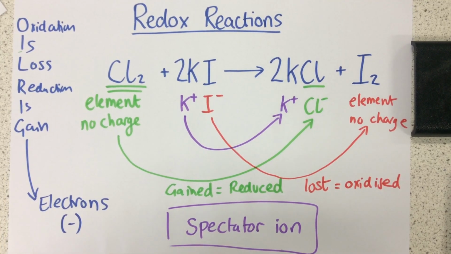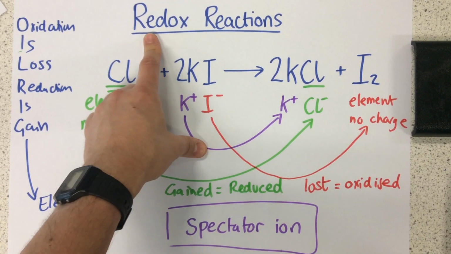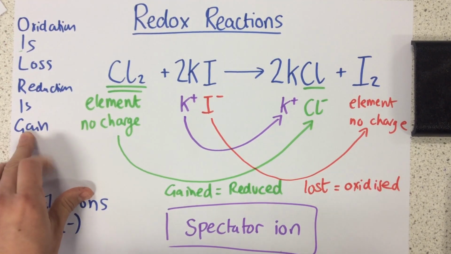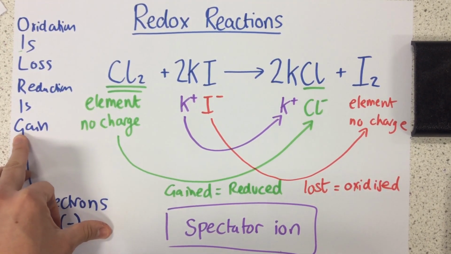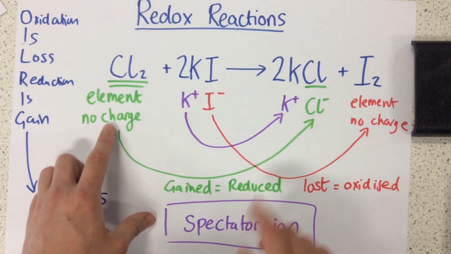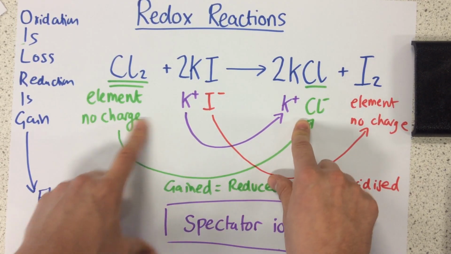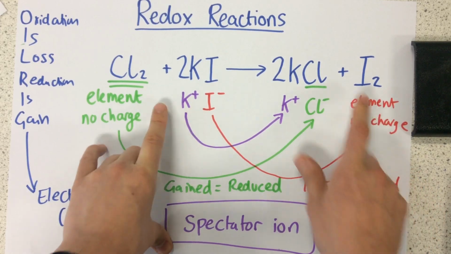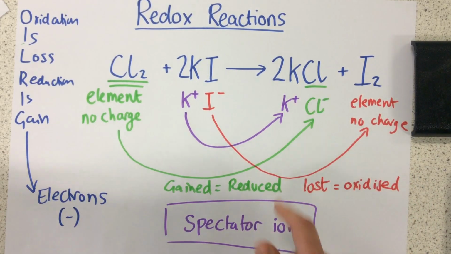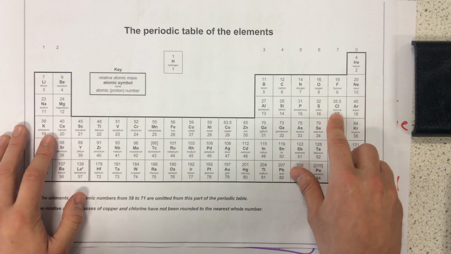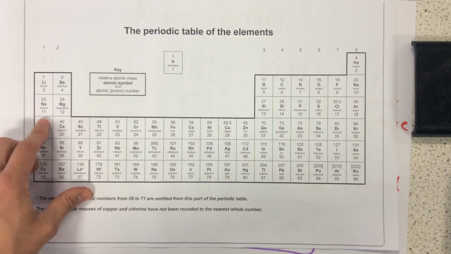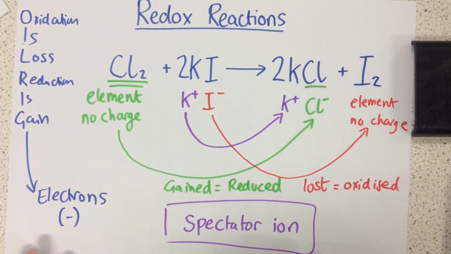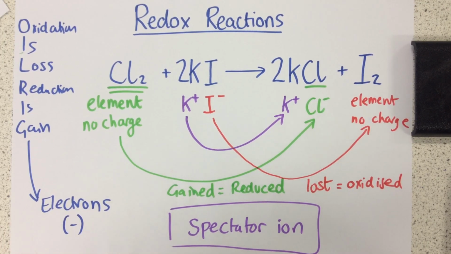So that, guys, is redox reactions. Remember, redox is to do with reduction and oxidation. Remember, OIL RIG: oxidation is loss, reduction is gain of electrons. Then you need to think what has happened to each of these different elements involved. Remember, if it's in an ionic bond, you've got to think carefully, does it form a positive ion, or does it form a negative ion? Then you can figure out whether it's been reduced or oxidized.